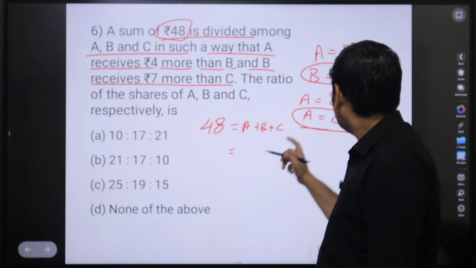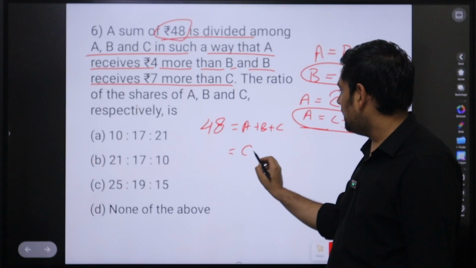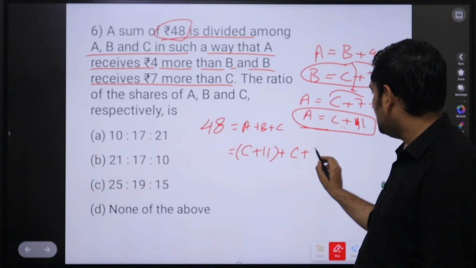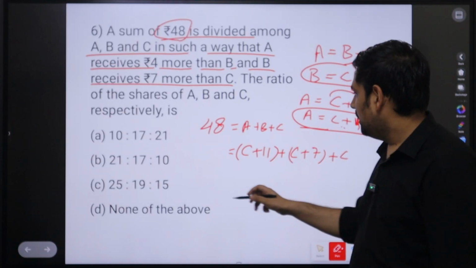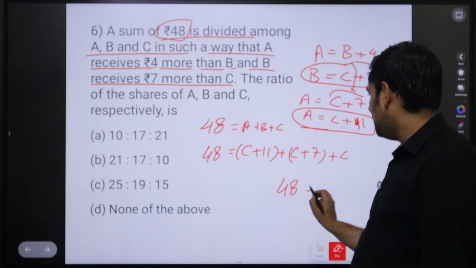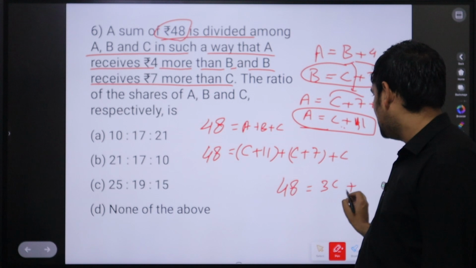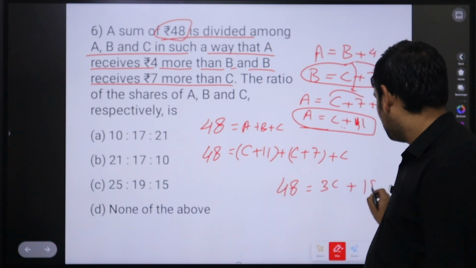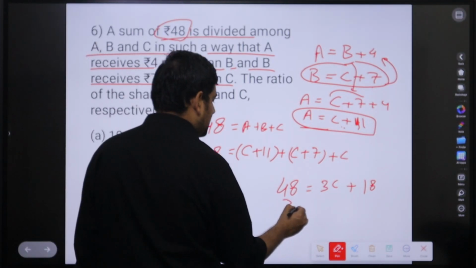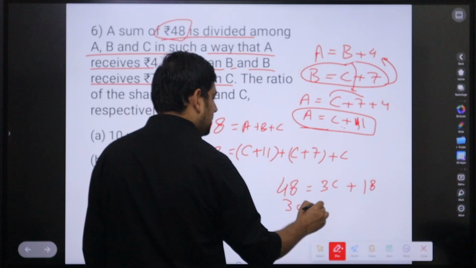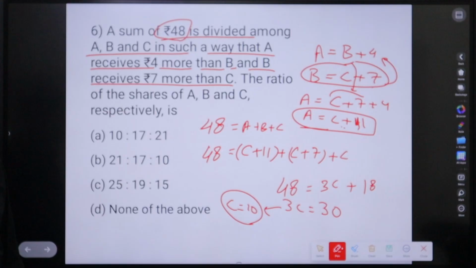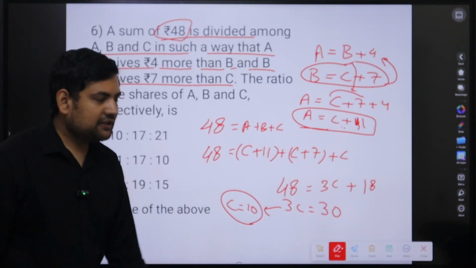So that means A is C plus 11, so this is C plus 11 plus B, which is C plus 7, plus C. And this whole sum is equal to 48. So 48 is equal to 3C plus 7 plus 11, which is 18. So it is 3C plus 18. That means 3C is equal to 48 minus 18, which is 30, or C is equal to 10. Understood? So you got the value of C as 10.